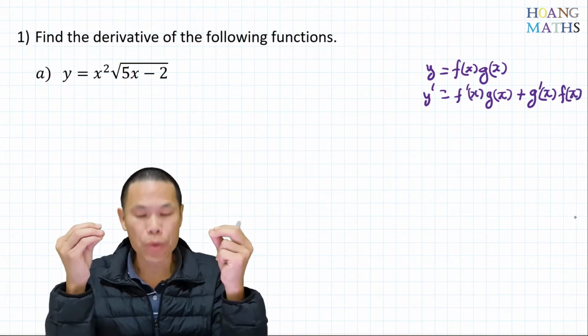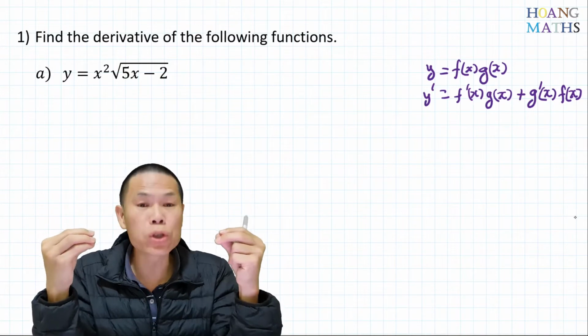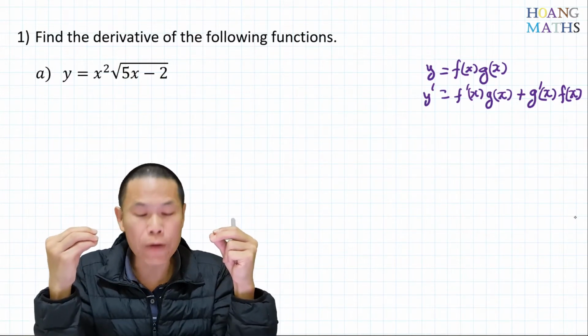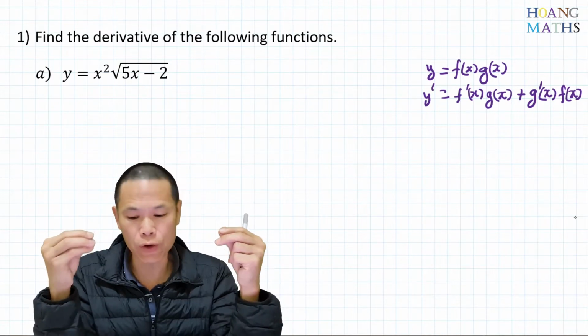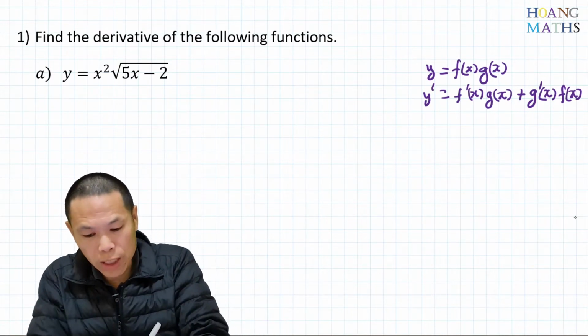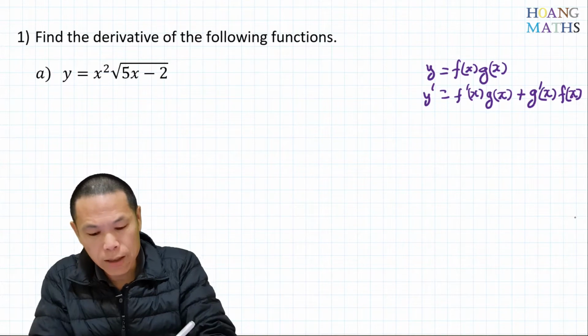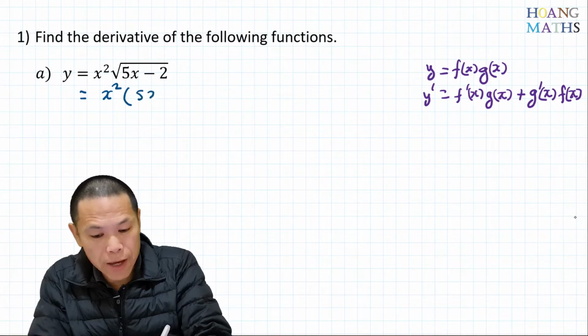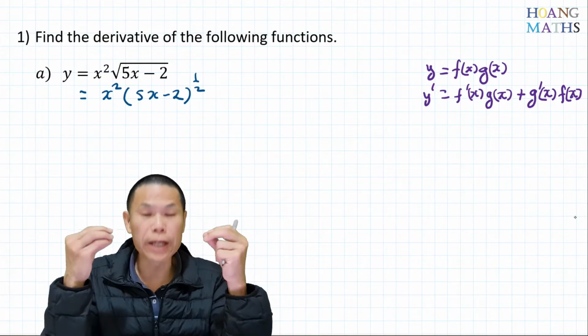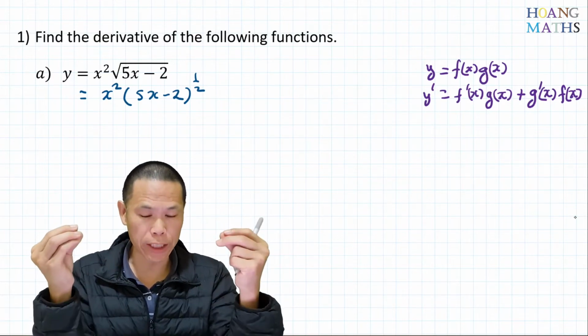So there you go. Before we do that, of course, we need to convert square root of 5x minus 2 into fractional index form first. So let me just write this down: x squared and then 5x minus 2 to the power of a half. We need to write it in this form first so that we can differentiate.